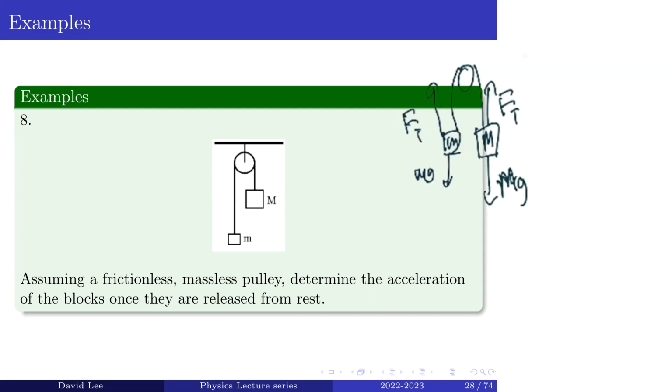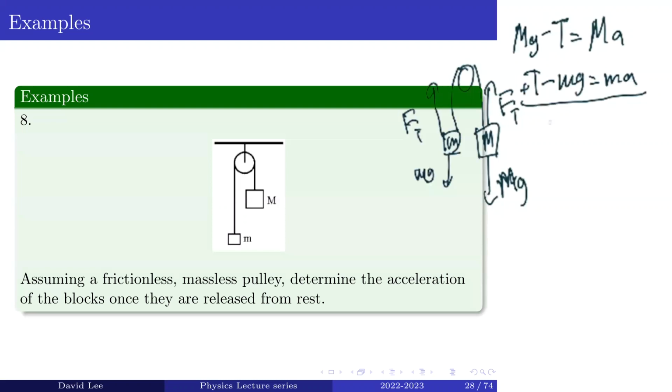So for the first mass, what's the force on it? Well, it's just mg minus the tension, and it has to be equal to ma. And the second mass, the force on it is the tension minus mg, so it has to be equal to ma. And now to solve this for a, all we have to do is add them up.